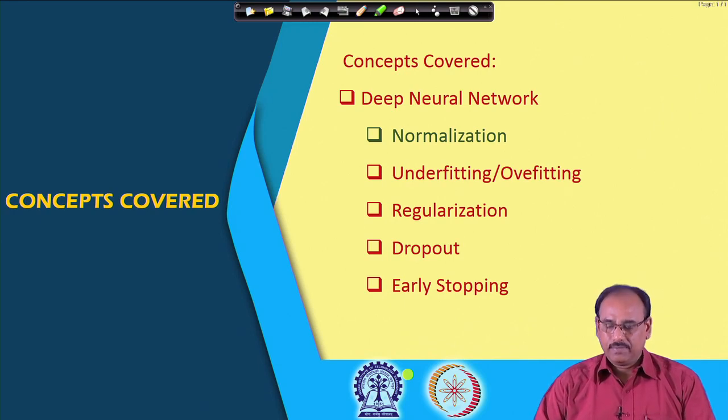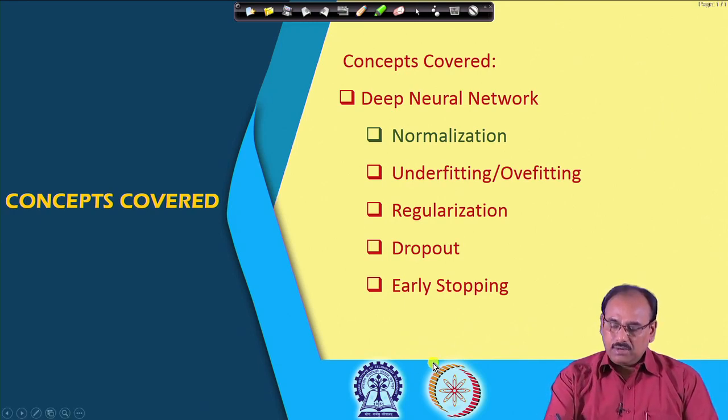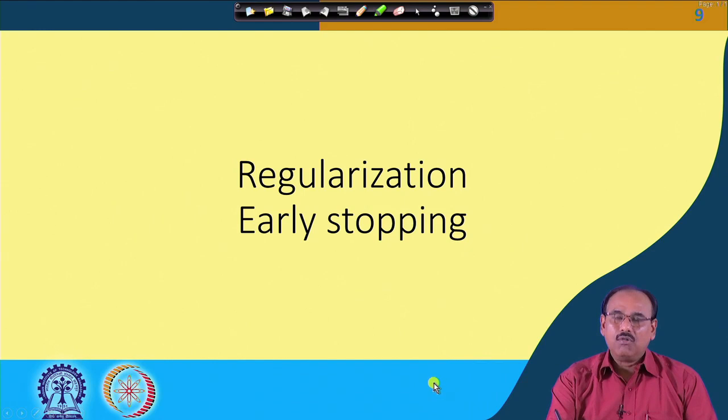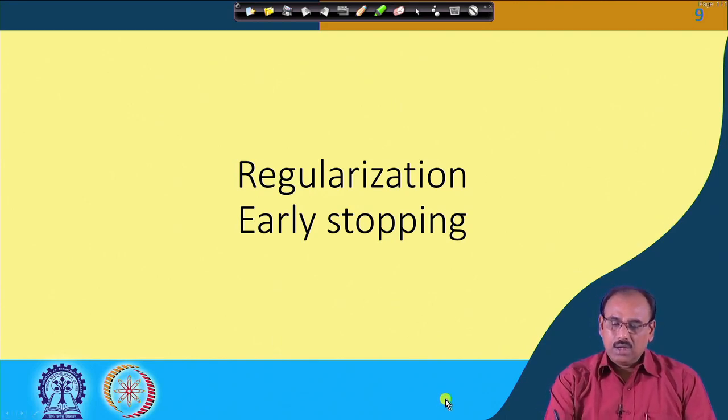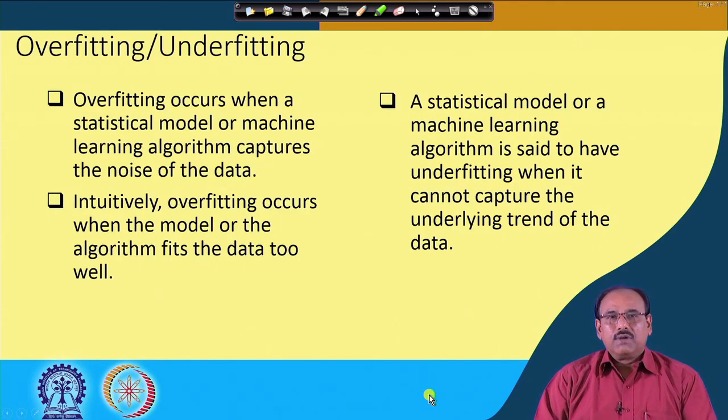Okay. So, with this, now let us go to what is the overfitting and underfitting problem, and through that how regularization will take care of the overfitting and underfitting problem, and subsequently how we use early stopping to stop the training of the neural network at the proper point. So, what is this overfitting and underfitting problem?